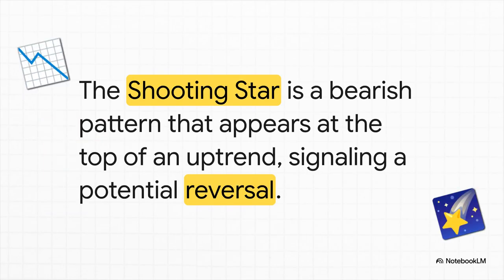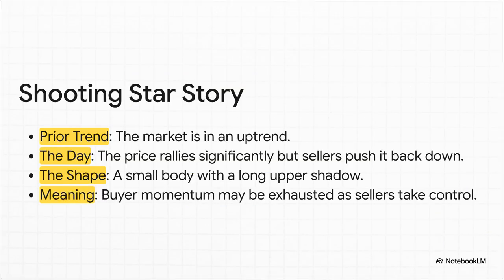Okay, so that was the bulls. Now let's look at a bearish pattern that signals the exact opposite. This one's called the shooting star, and it often shows up right at the top of an uptrend. The story here is all about exhaustion. So the market's been trending up, everything looks great. On this particular day, the buyers try to keep the party going.